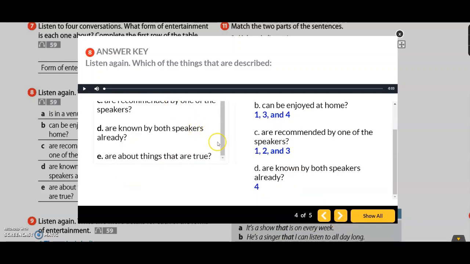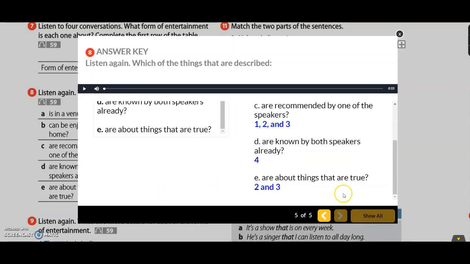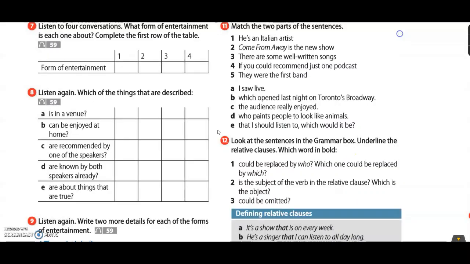Number 4 and E are about things that are true. Number 2 and number 3. So if you have the correct answers here, congratulations, guys. If not, just correct it. It doesn't matter. Okay, guys?